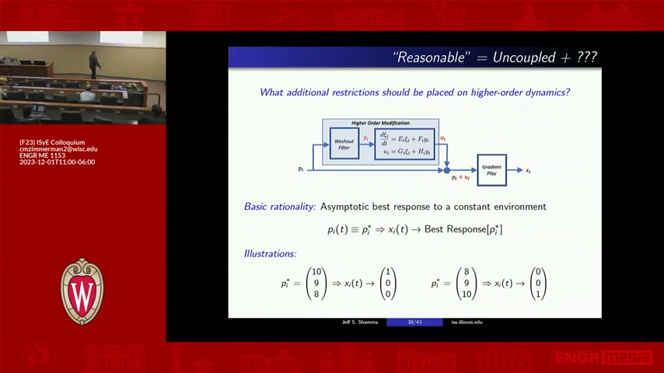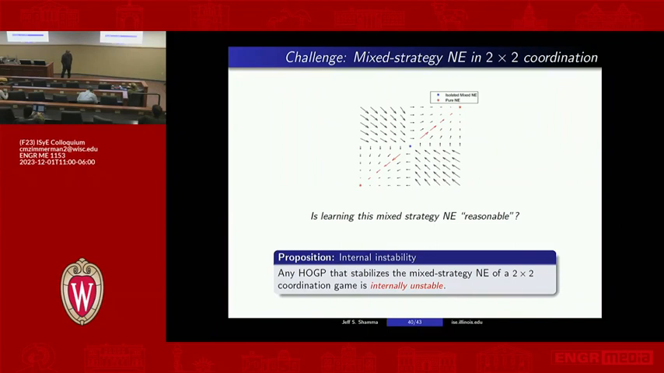So for example, if the payoff vector is 10, 9, 8, it needs to learn 1, 0, 0 eventually. If the payoff vector is 8, 9, 10, it needs to learn 0, 0, 1. So we're going to say that a reasonable learning rule has to be able to do this. If you gave it a constant payoff vector, it needs to learn the best response to that payoff vector. So now reasonable for us means uncoupled and basic rationality. Eventually, it will learn the best response to a constant. And then we can show analytically that any learning rule that learns the mixed equilibrium of this coordination game is not reasonable. It's uncoupled, but it can't learn its way out of a paper bag.